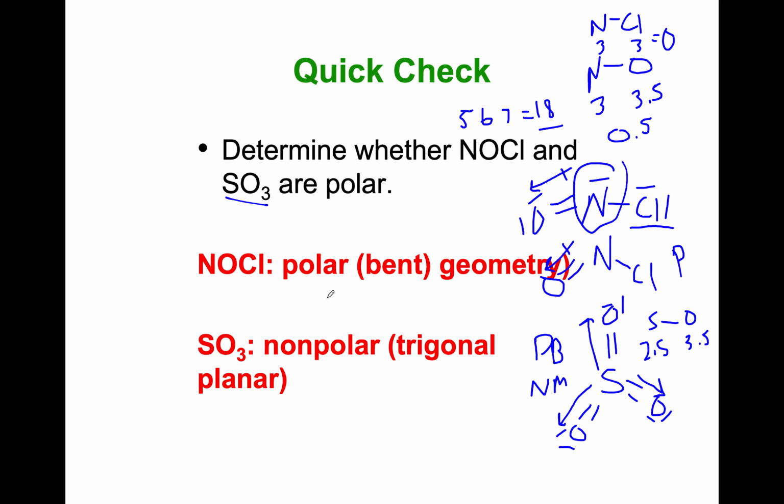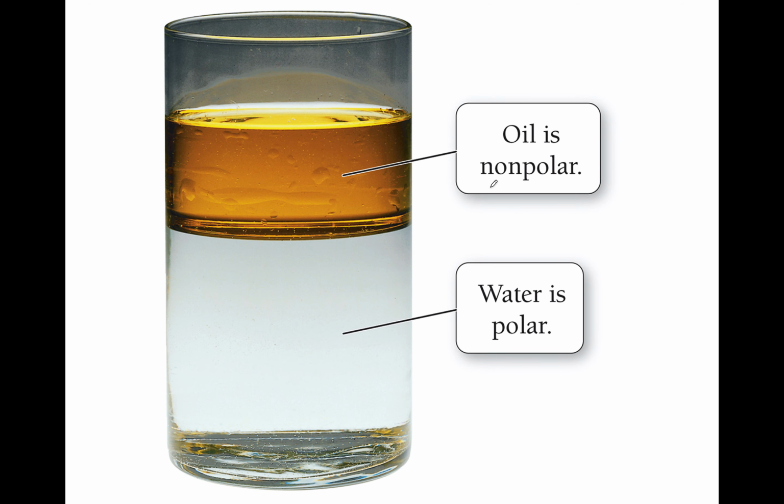So if we take a look, the first has the bent geometry that we drew here and is polar, and then SO3 is nonpolar because it has a trigonal planar geometry, and those cancel out. So you can see just because you know it's trigonal or bent, you have to think about the bond. Is the bond polar or is the bond nonpolar? Start there. That tells you whether the molecule is polar. And then polarity tells you about properties. So maybe you know this, oil is nonpolar, water is polar. They do not mix. Structure determines properties. That's what we find out from that.